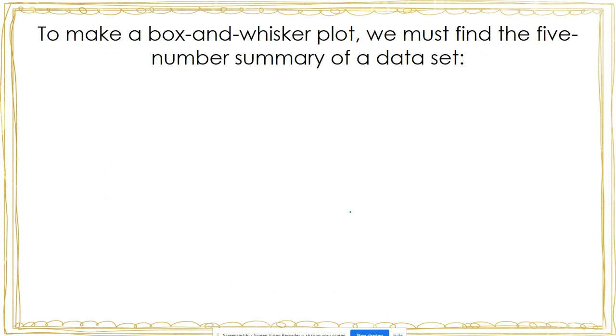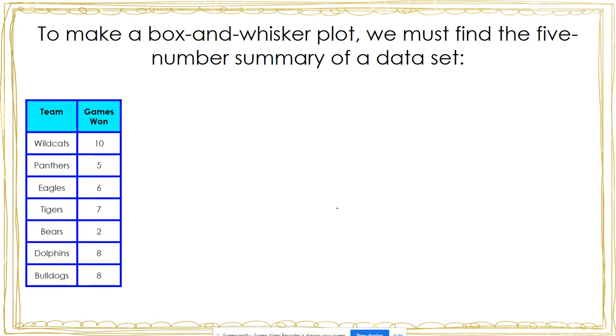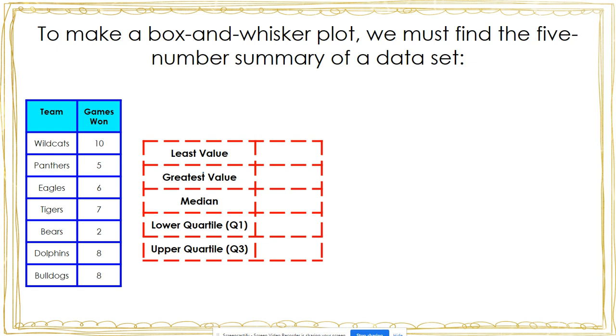So how do we make a box and whisker plot? To make a box and whisker plot, the first thing we have to do is find the 5-number summary of the data set. So let's look at a data set. This shows us the teams and the number of games that they've won throughout the season. To make a box plot, we have to find the 5-number summary, and that summary will include our least value, our greatest value, our median, our lower quartile, and our upper quartile.